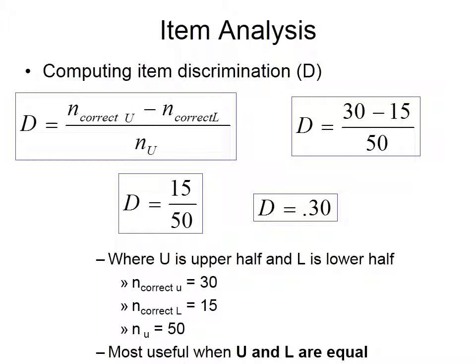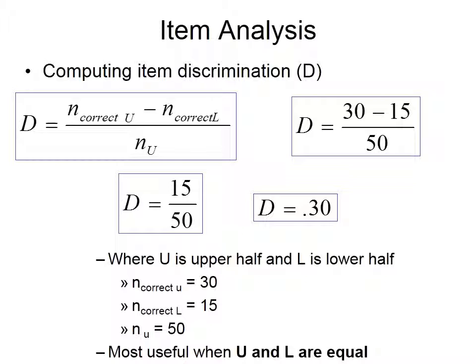We went through two equations for calculating discrimination. The first one works really well when the upper and lower half is the same. In other words, we have an equal number of people that were bottom performers and top performers. And then we simply look at the number of people that are upper performers, the ones that perform well. So correct U is upper performers. In this case, 30 of the people that were upper performers got this item right out of 50. Additionally, there were 15 people from the lower group that got this right, and again, out of 50. So U and L are considered to be equal.